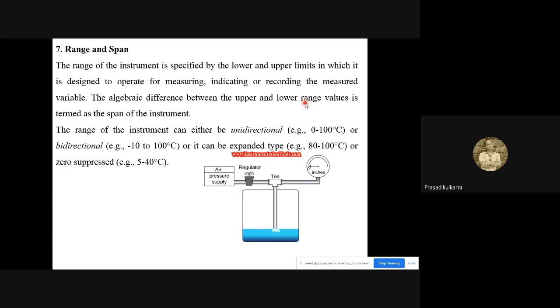Then range and the span, you can see this diagram, see this here, the range. Just 1 minute, there is some problem over the diagram. The range of instrument is specified by the lower and upper limits in which it is designed to operate for measuring, indicating, or recording the measured variable. Again, I am repeating, the range of instrument is specified by the lower and upper limits in which it is designed to operate for measuring, indicating, or recording the measured variable.